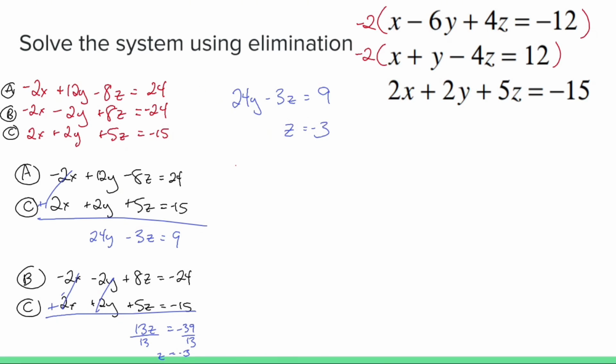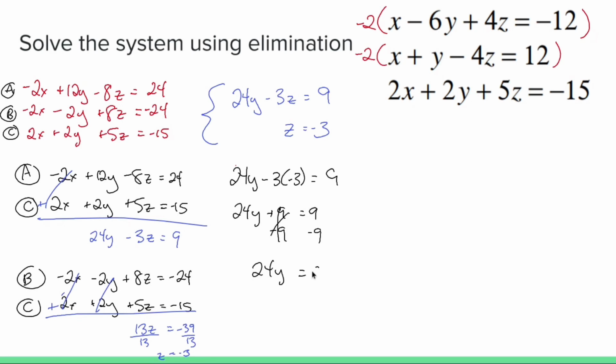So if I take the fact that z equals negative 3 and plug that into the top equation, that gets me 24y minus 3 times negative 3 equals 9. 3 times negative 3 is negative 9, so how convenient. Because when you subtract 9 from both sides, you get 24y equals 0. Divide both sides by 24, y equals 0.